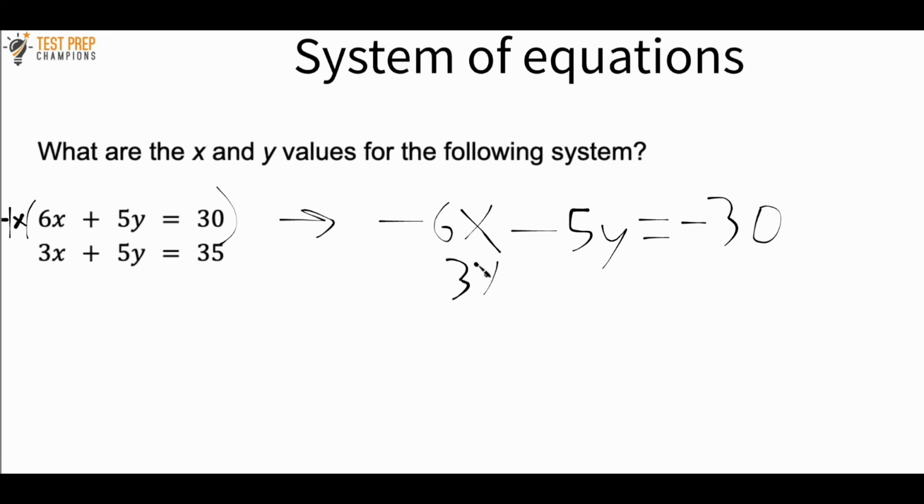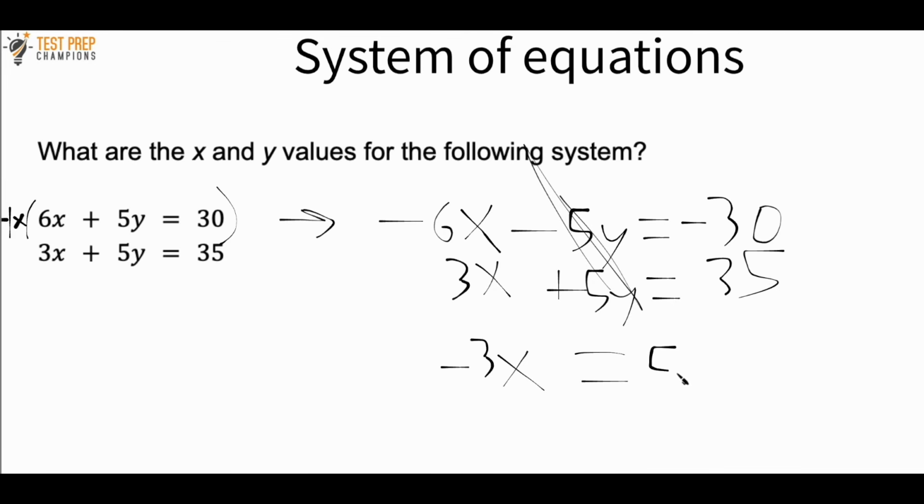Now let me take the 3x plus 5y equals 35 and write that down below. Now I'm just going to stack the equations on top of each other, which I did, and add them. Negative 6x plus 3x becomes negative 3x. Negative 5y plus 5y cancels out, which is what we want. Negative 30 plus 35 becomes positive 5. And if I divide by negative 3 on both sides, I see that x equals negative 5 over 3.